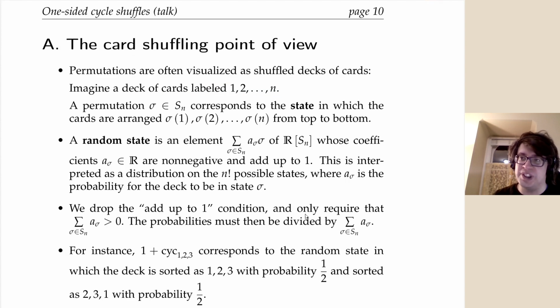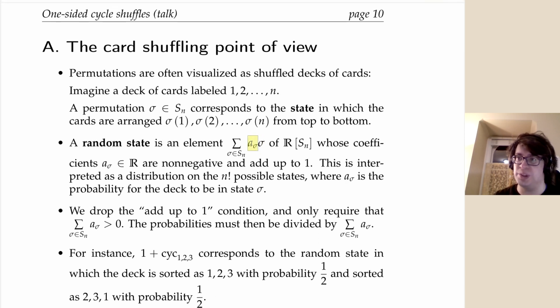So speaking of all these families, it's good to have in mind a different way of viewing them. And that way is using card shuffling. So how does this work? You imagine a permutation as a deck of cards labeled 1 up to n, just shuffled into some order. The permutation determines the order. And a random state is a random linear combination of these permutations. So it's a convex combination of those possible orders. And the coefficients are understood to be the probabilities of how likely it is to be in a given order.